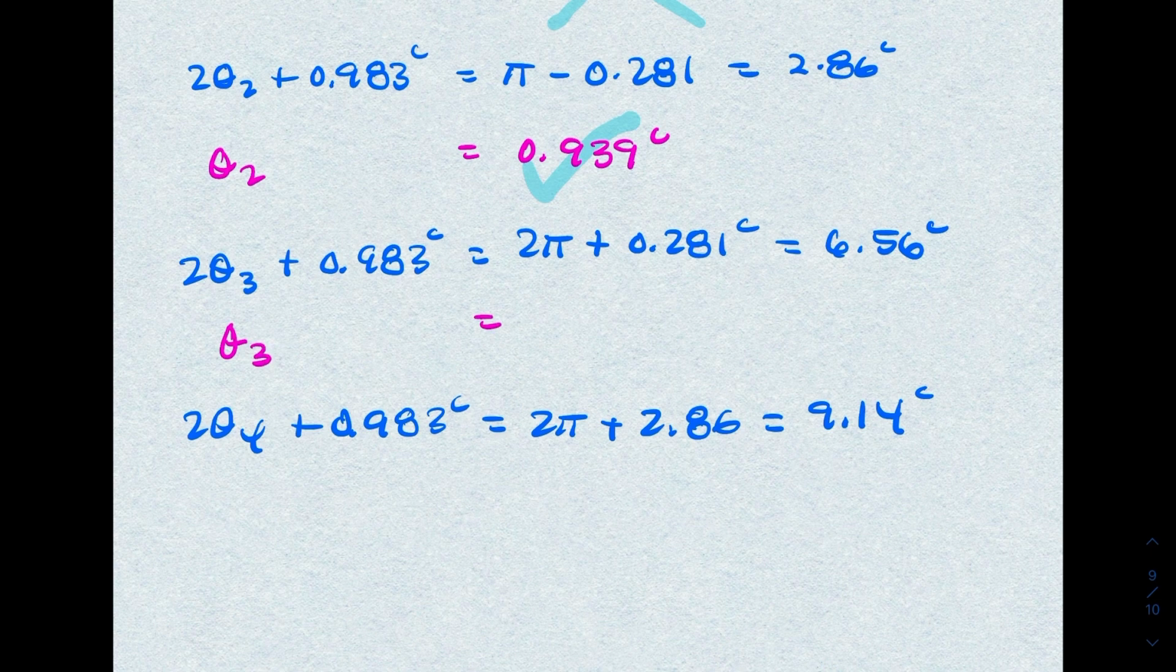Theta 3 is 2.79. And that's also inside the range. And theta 4 is 4.08. And that's inside the range.